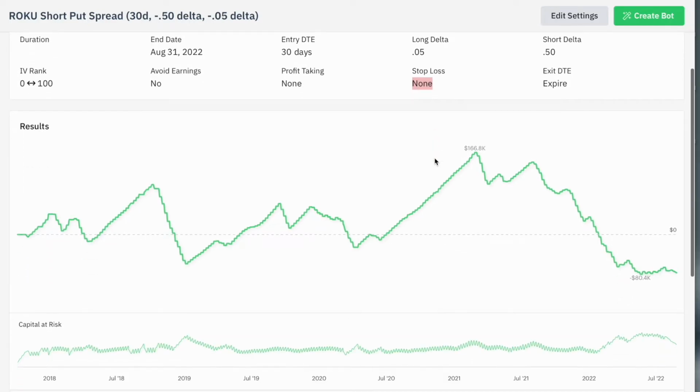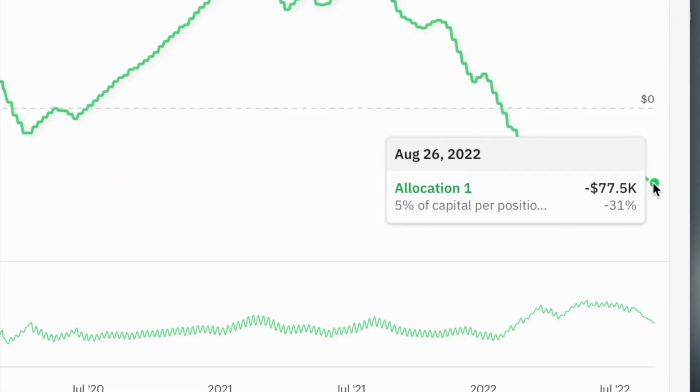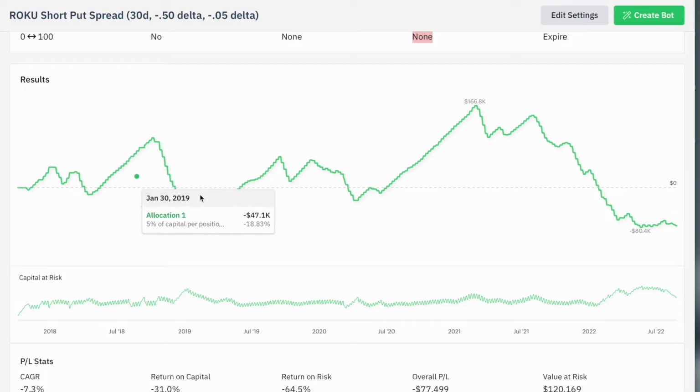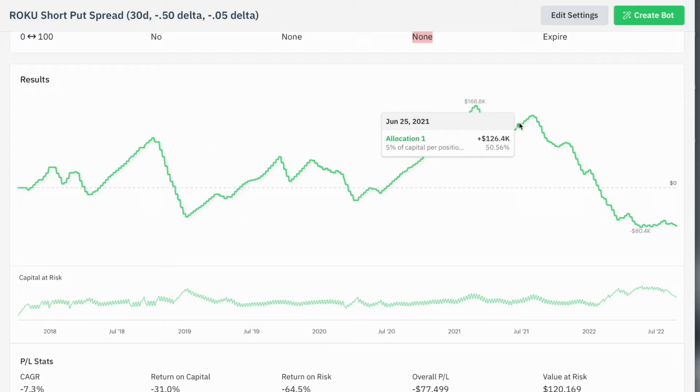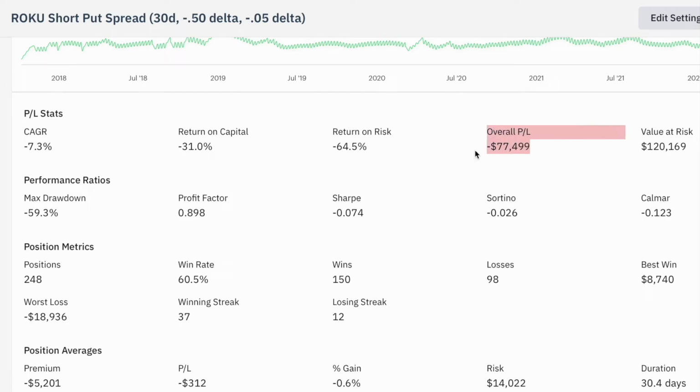And so down below with the results, as you can see, in the end, things did not end well. Overall, you lost about $77,000. And clearly across all 10 years here, things were very volatile and chaotic. Sometimes you were up huge in profits and sometimes you were down very huge in losses. So finally down below, we can see the final overall P&L was again minus $77,000.